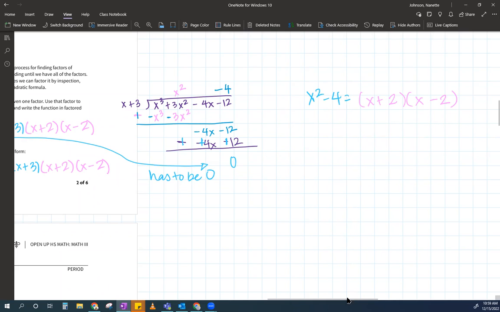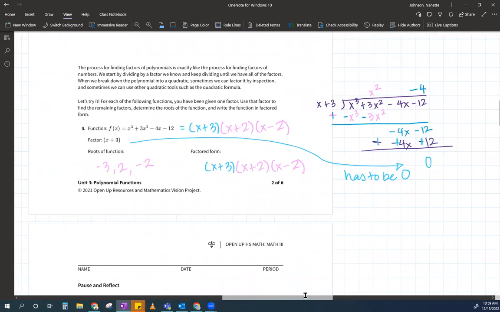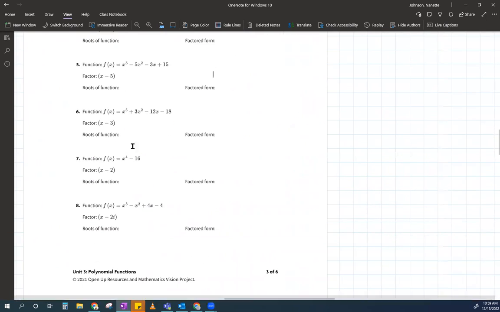Okay. So if you recognize that this is a difference of squares, awesome, right? I'm going to pretend that you didn't, okay? Just so that I can show you that even if you mess up, it'll still work.